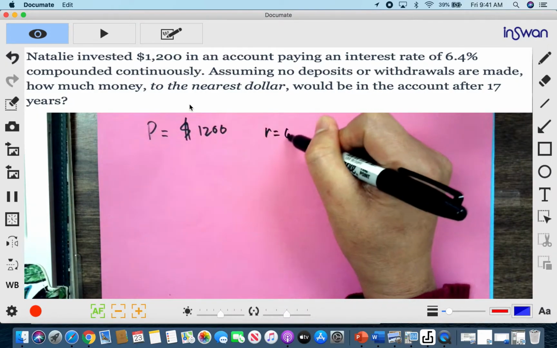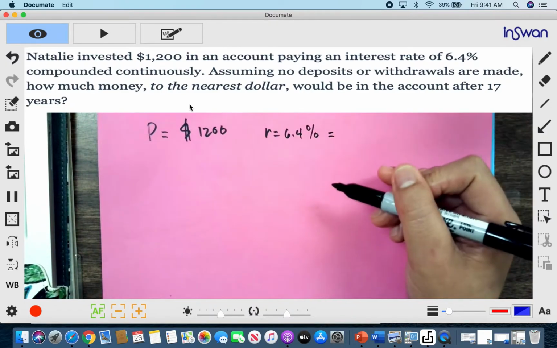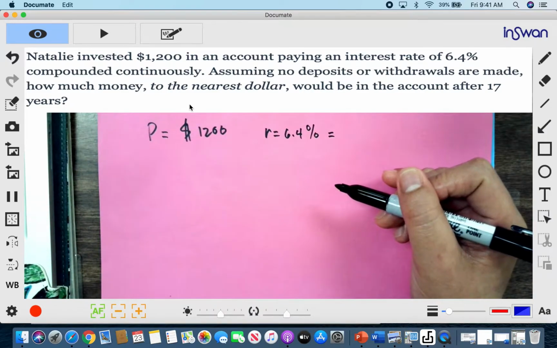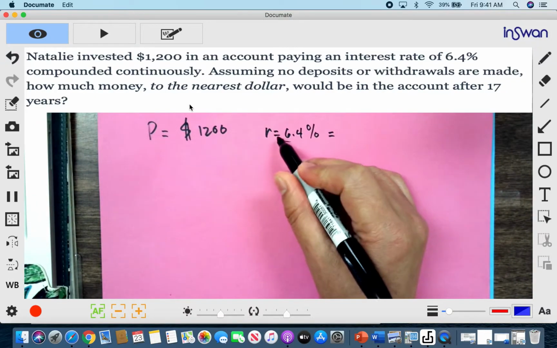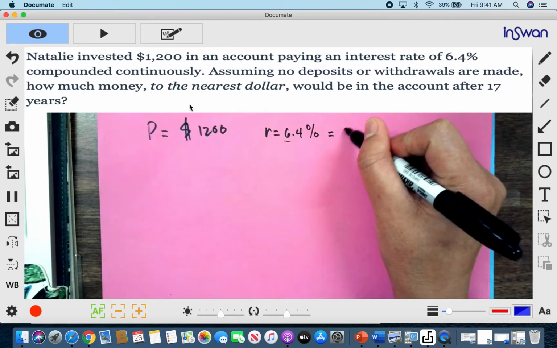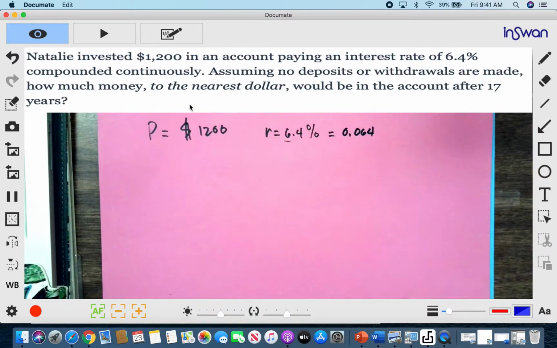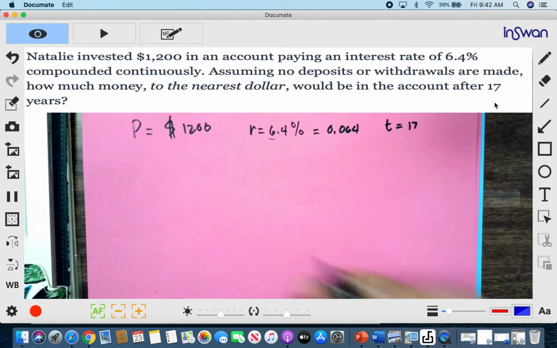So the rate is 6.4%. And we should change this into a decimal because that won't work when it comes to finding the values in our calculator. So by either moving the decimal point 2 places to the left or dividing this number by 100, this will be 0.064. And you're asked to round to the nearest dollar, which means that we need to round off our answer to the nearest whole number. And our time is 17 years. And we are trying to find the future value, which is A.